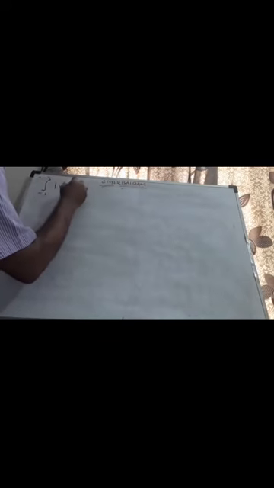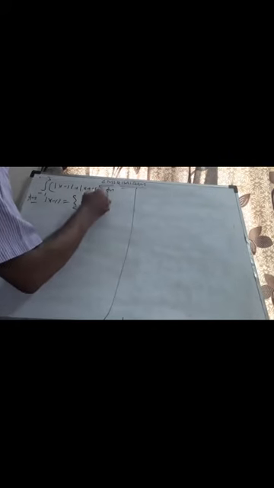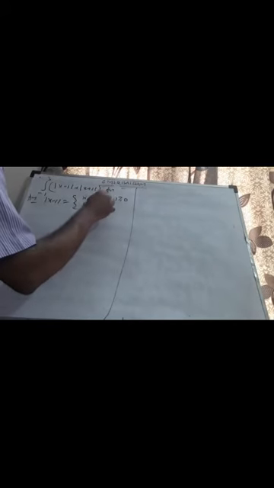Now the question goes like this. Evaluate the integral from minus 1 to 3 of mod x minus 1 plus mod x plus 1 dx. Now listen carefully. Mod x minus 1 becomes x minus 1 if x minus 1 is greater than or equal to 0, and 1 minus x if x minus 1 is less than 0. This is the real meaning of the modulus function.